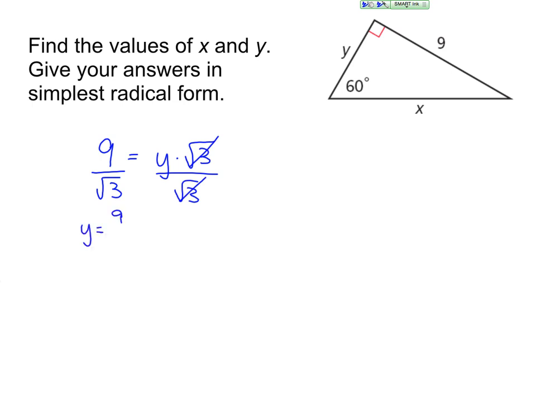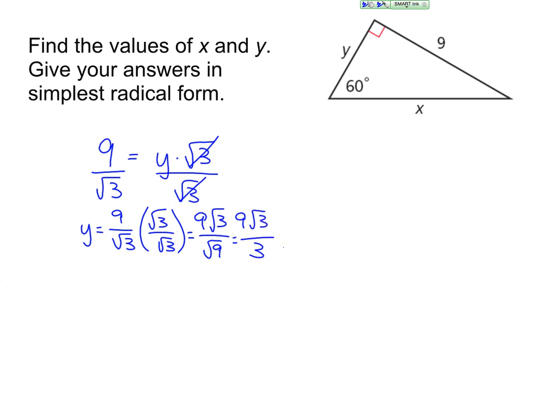Cannot leave it as 9 divided by the square root of 3. And it didn't say I can do decimal. So I'm rationalizing to get a nice denominator. And it reduces: 3 times the square root of 3 was y. Now to get the hypotenuse, which is x, you have to take the short leg, which we just found, times 2.